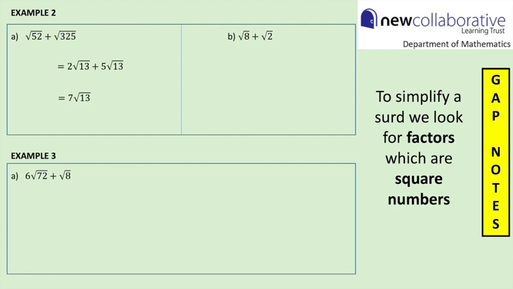If we look at part B, again, using the same method, the square root of 8 can be simplified because 8 is 4 times 2. So we've actually got 2 root 2 plus root 2. So we've got a total of 3 root 2.